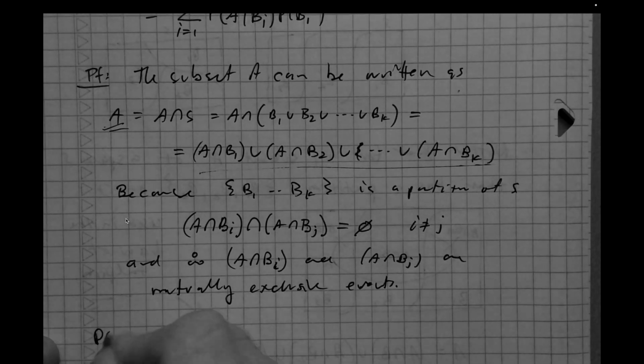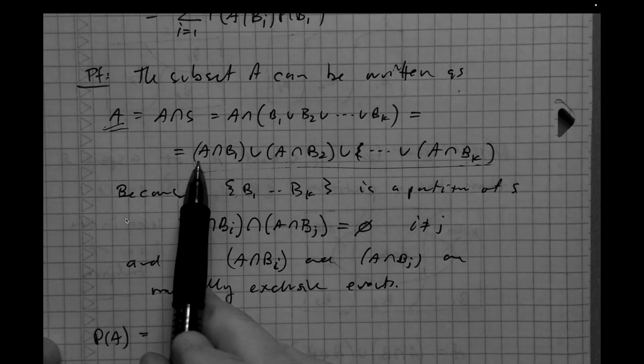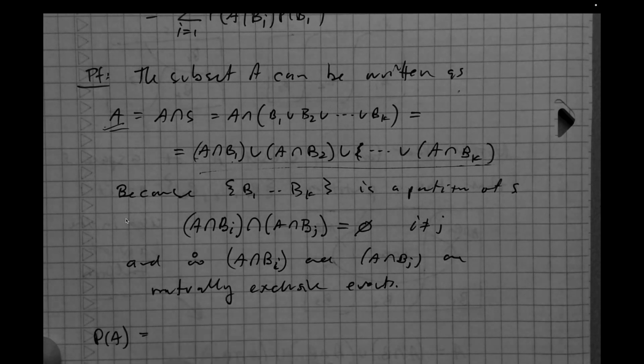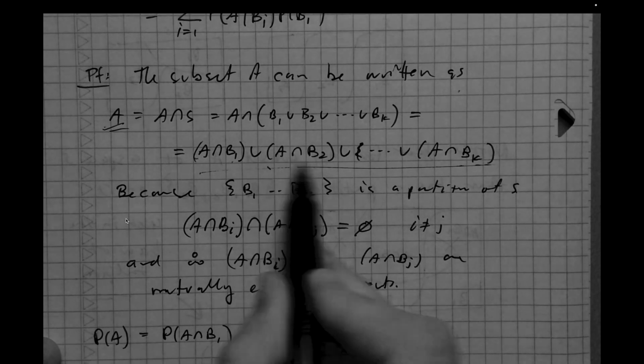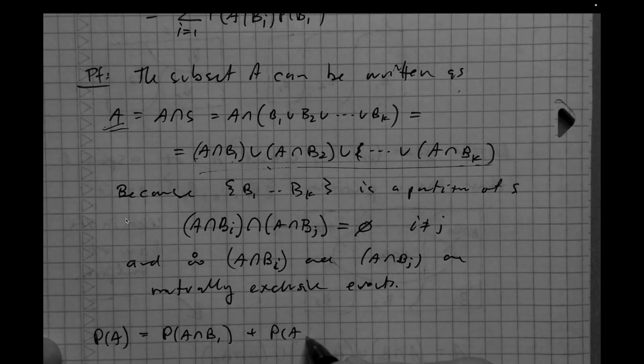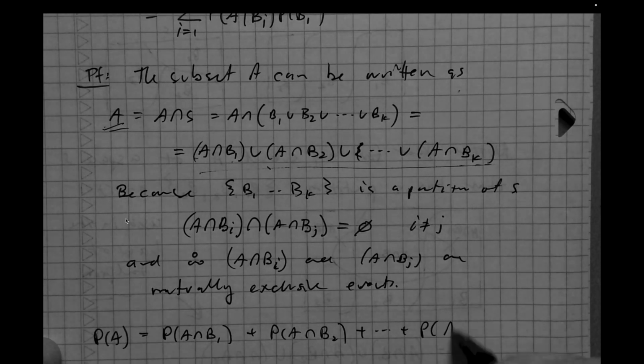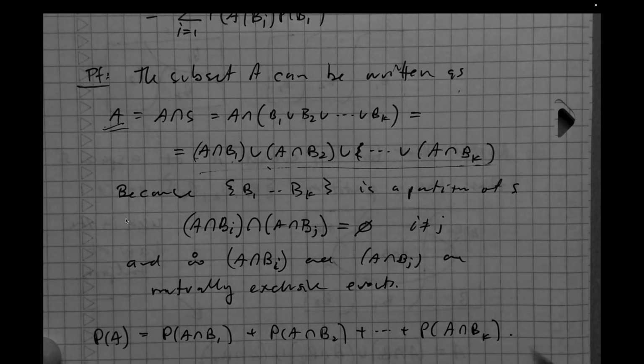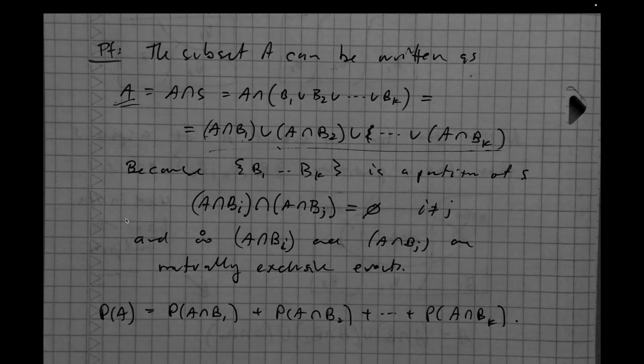So the probability of A is equal to the probability of A and B1 plus the probability of A and B2 plus ... plus the probability of A and BK. Okay, so we've got that. And so that's just the additive rule, the additive law of probability, right? And so then we can break each of these down using the multiplicative law.